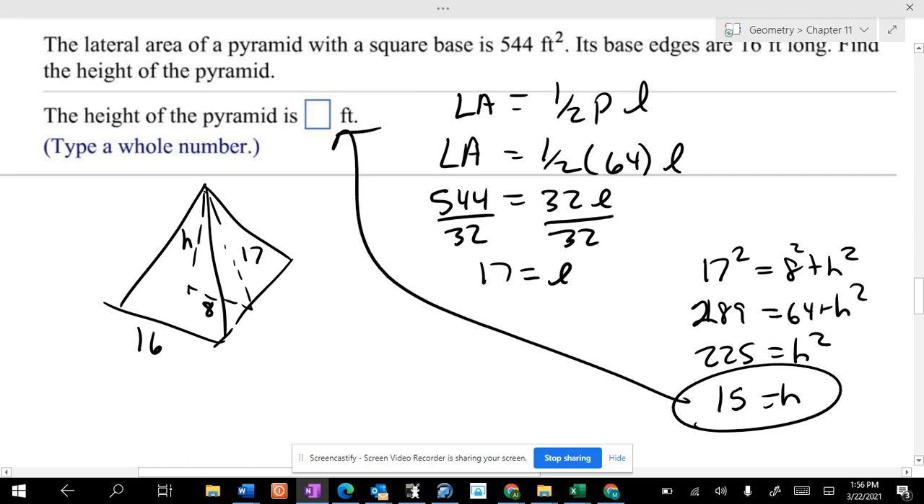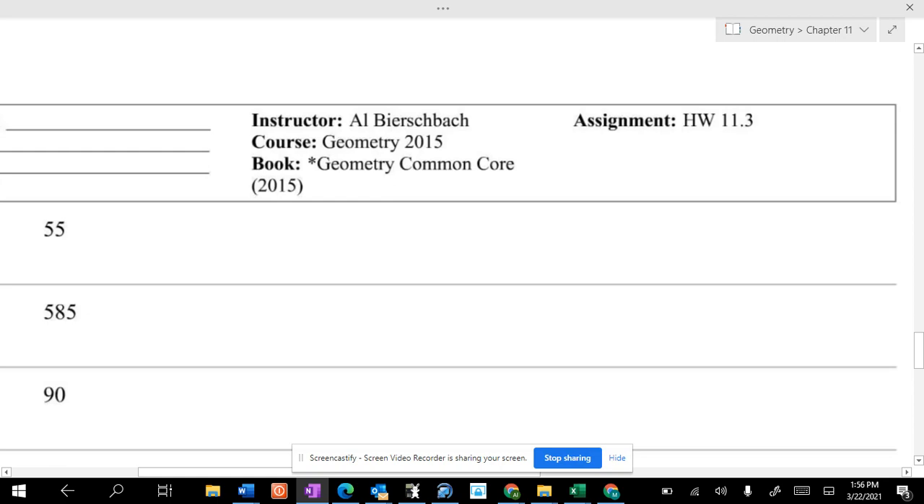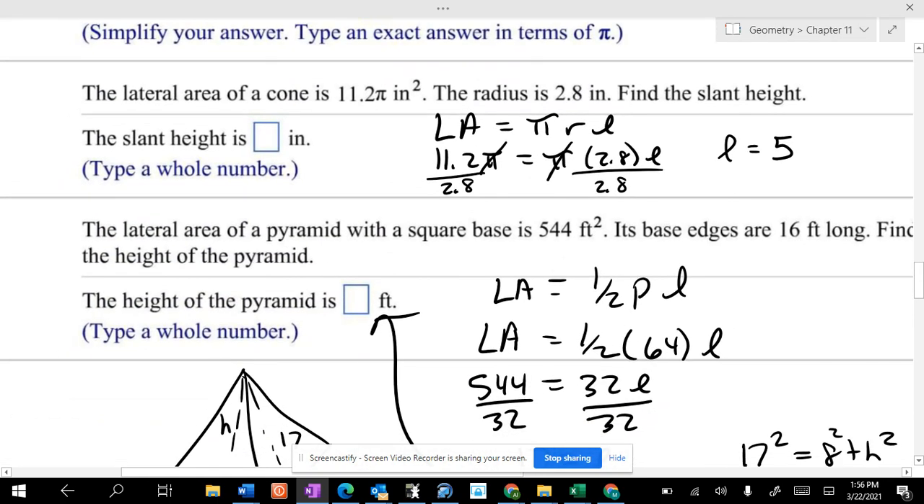Okay, so that one's a little harder because you got to work through a little bit more. Okay, but that's what you'll see on today's assignment.